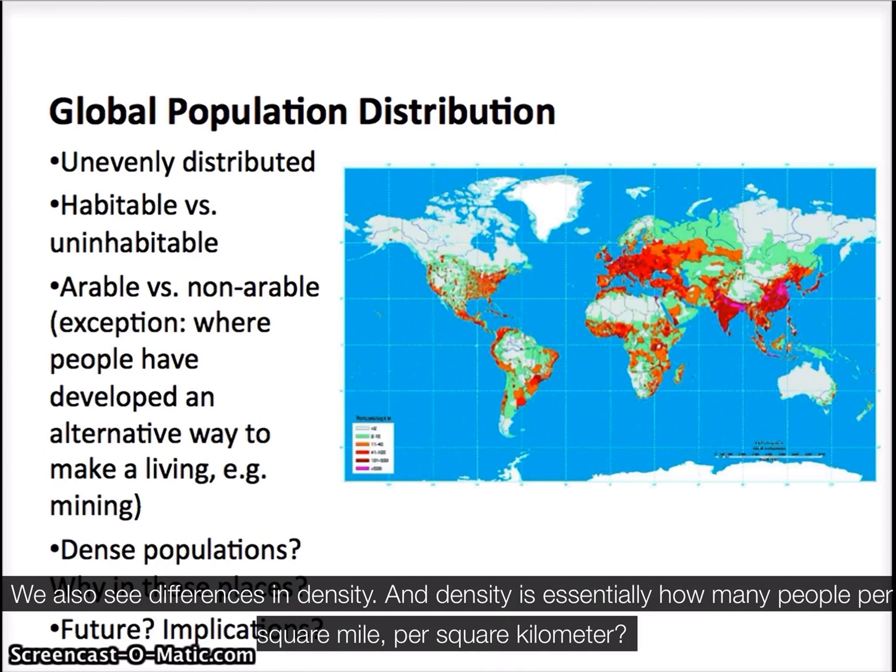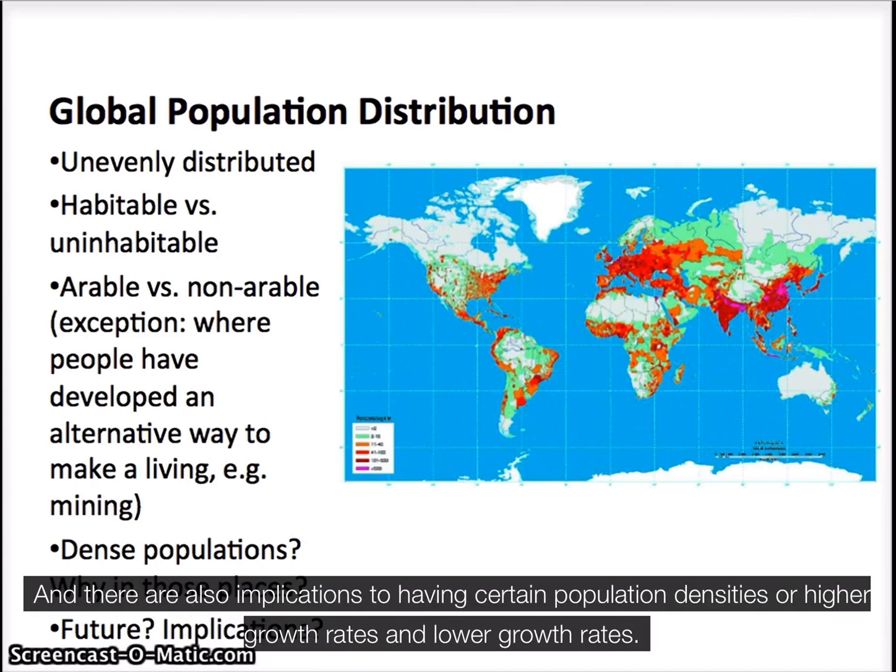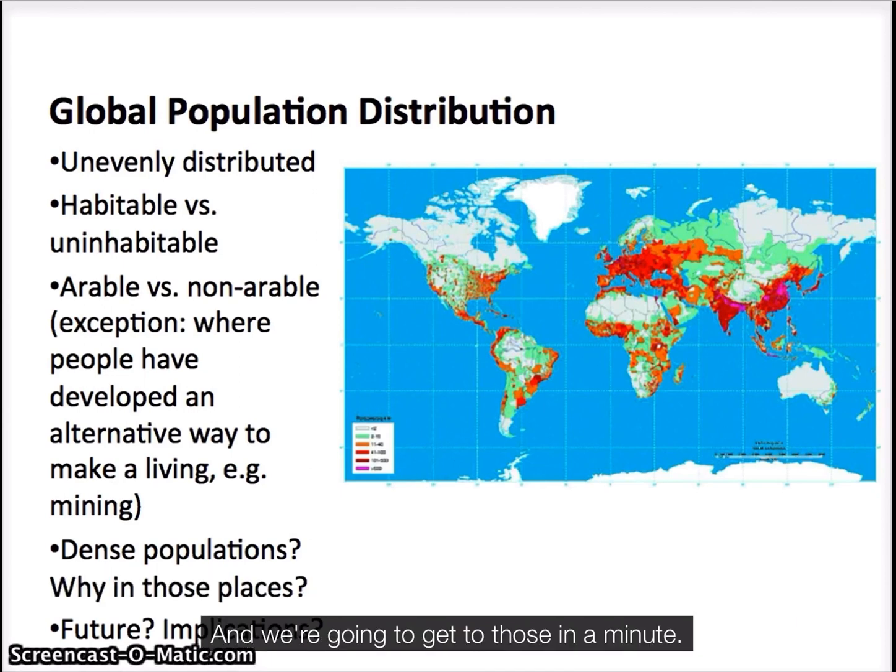We also see differences in density. And density is essentially how many people per square mile or per square kilometer. We're going to talk about that on the next slide. And there are also implications to having certain population densities or higher growth rates or lower growth rates, and we're going to get to those in a minute.